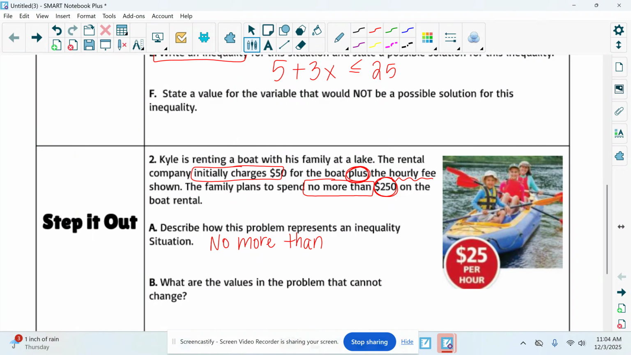What symbol is that? What is no more than? Less than or equal to. We know we're going to use that symbol instead of an equal sign. Now, had it said the family will spend $250, that would be an equal to situation. But they want to spend no more than. They don't mind spending $250, but they also probably would be happy with spending less than $250.